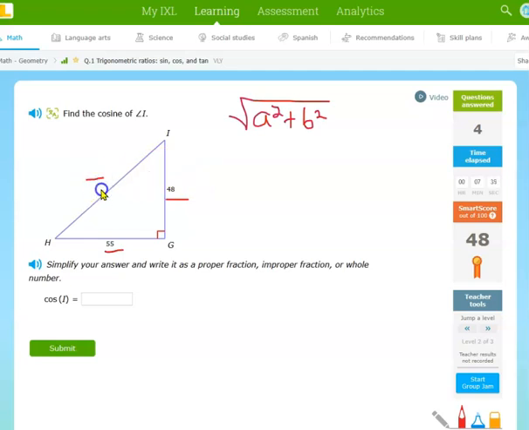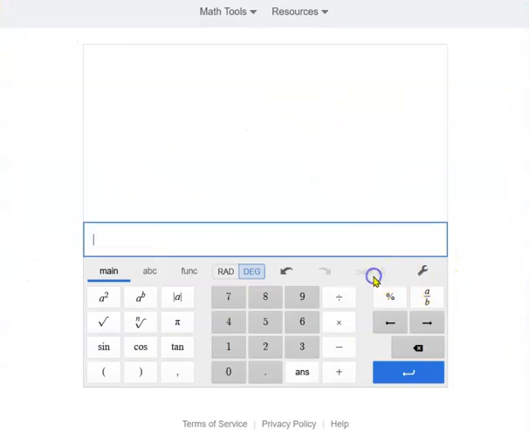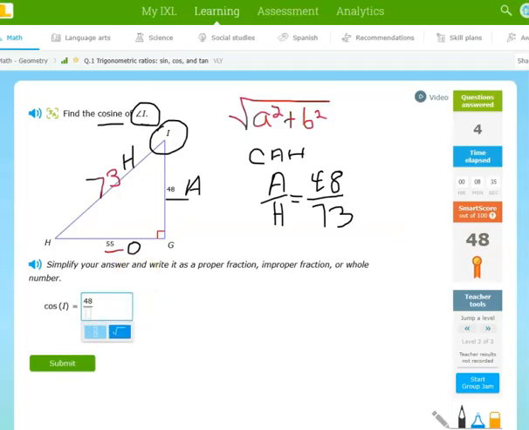Let's go back over here and label it up. This is 73. Now we can mark up the figure like we normally do. Reference angle is I. Circle it in the problem, circle it in the picture. Find our hypotenuse and write that H right next to the number for that side. Find our opposite side. Find our adjacent side. What's this asking us to find? Cosine. Cosine is CAH. Cosine is A over H. A is 48 from the picture, and H is 73. Simplify it in the calculator. 48 over 73 is just 48 over 73. It does not get simplified at all.